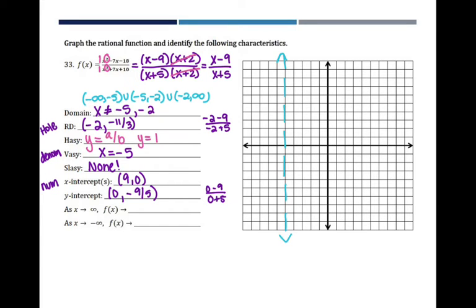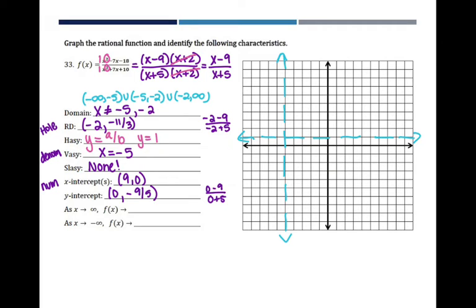And I have a horizontal asymptote at y equals 1. What else can I graph? I can graph my hole. Man, I still cannot remember what RD stands for. That's so annoying. So -2, -11/3. Let's see, what is -11/3 as a decimal to help me graph it?